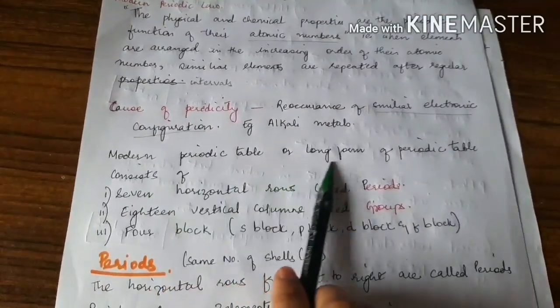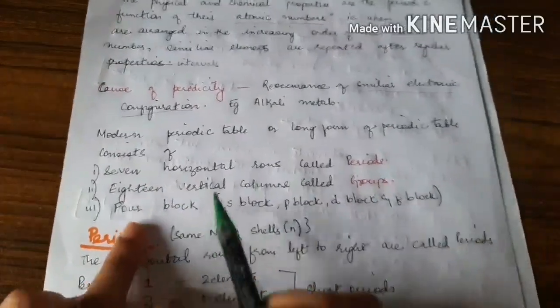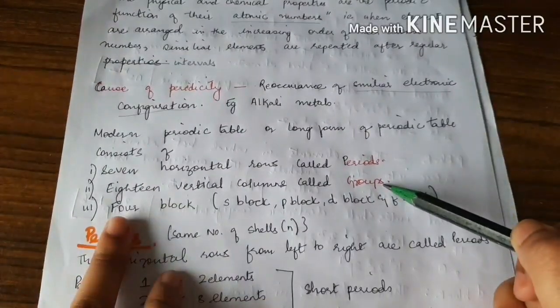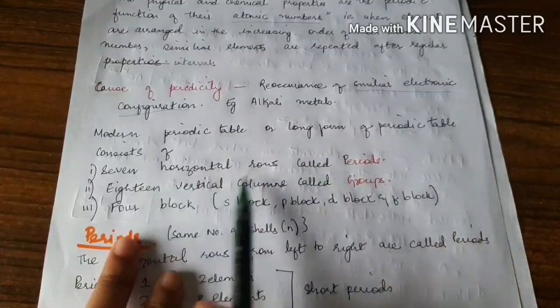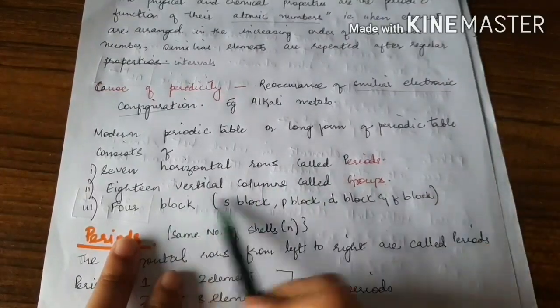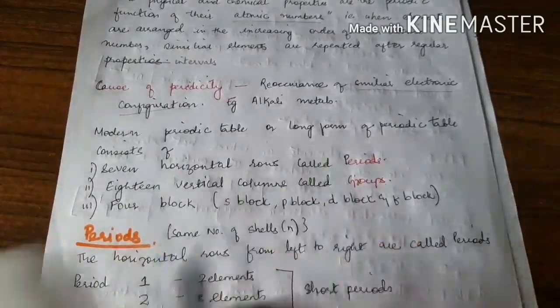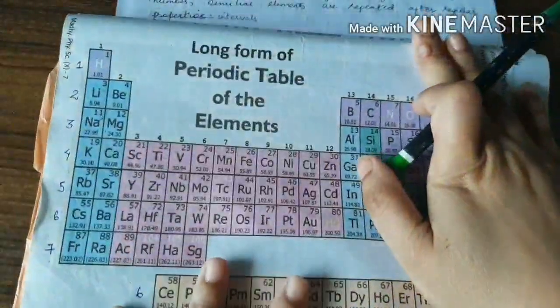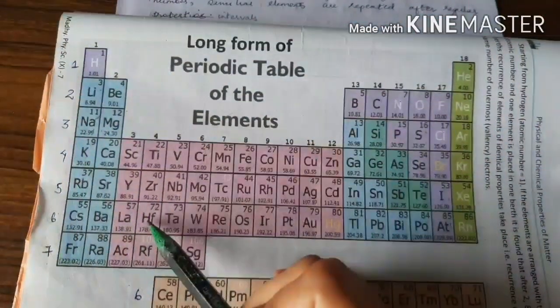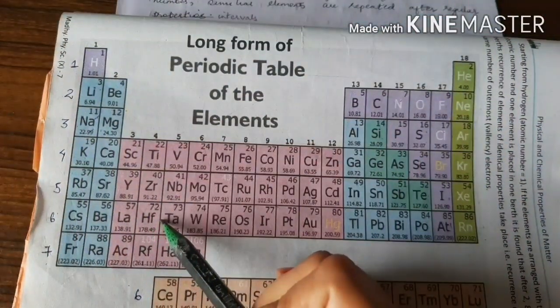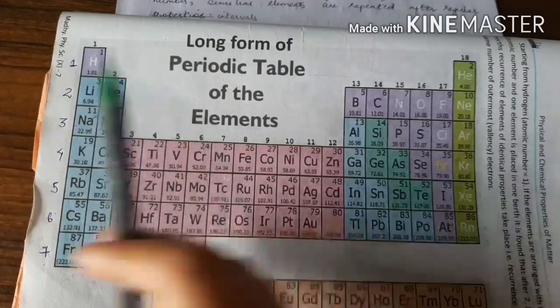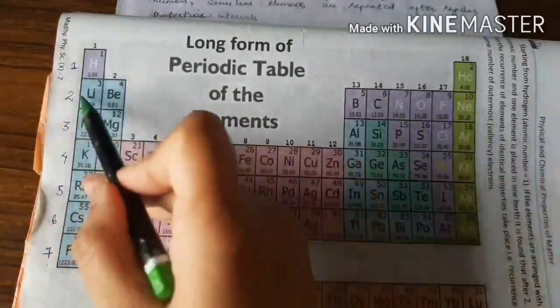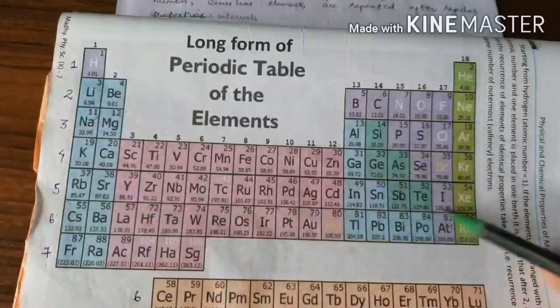The modern periodic table is divided into periods and groups. The periods are horizontal rows and the groups are vertical columns. Keep it very clear in your mind: the horizontal rows are called periods.